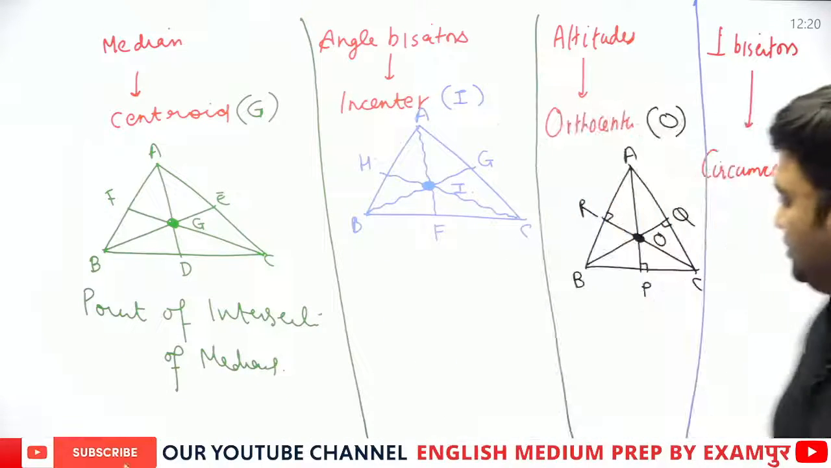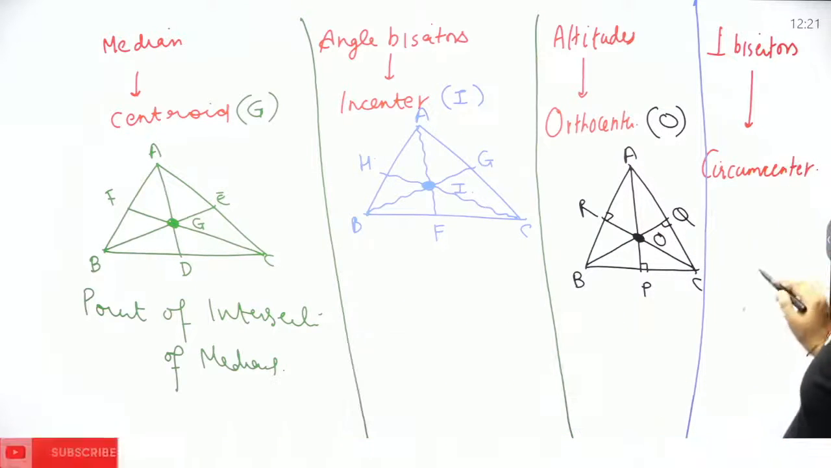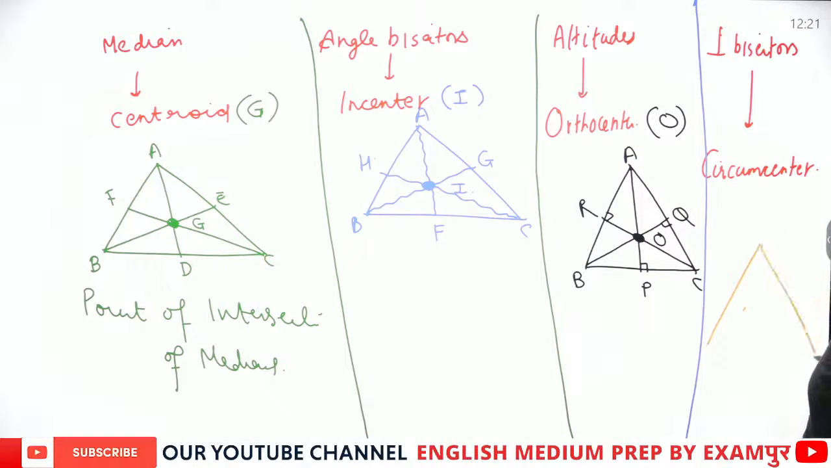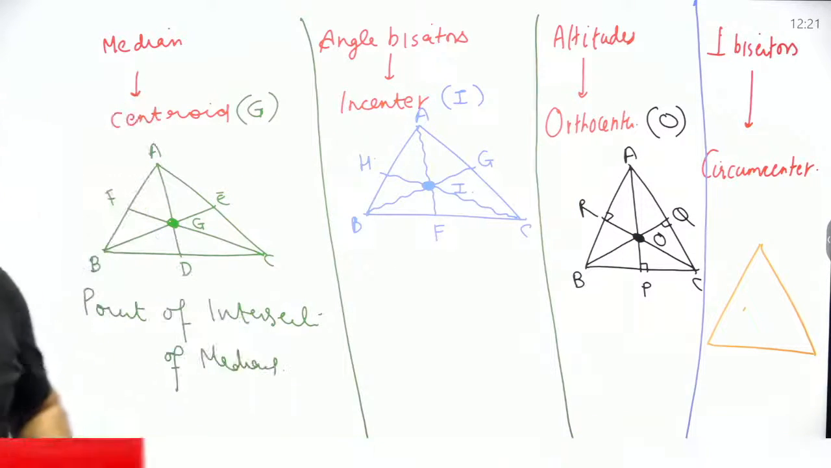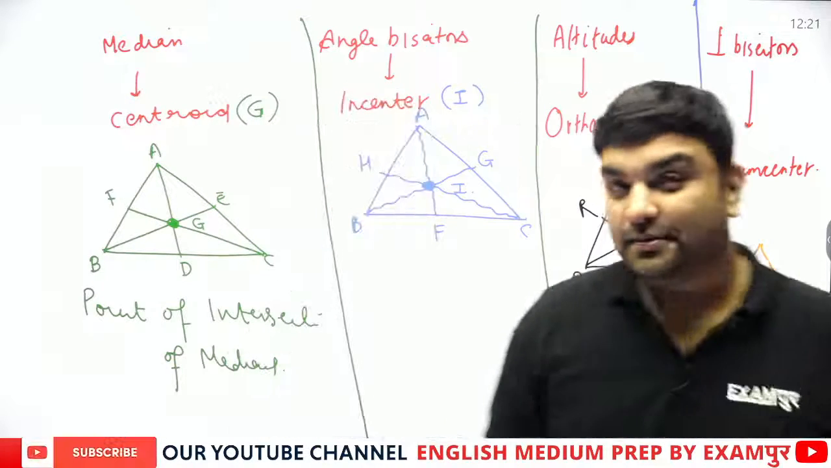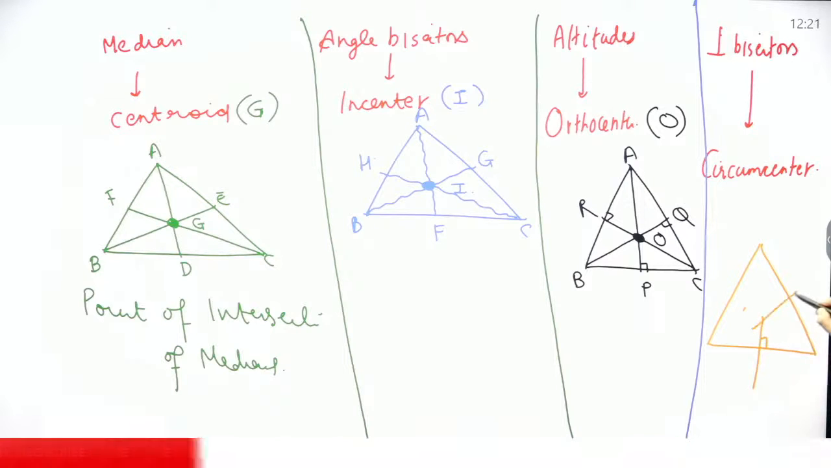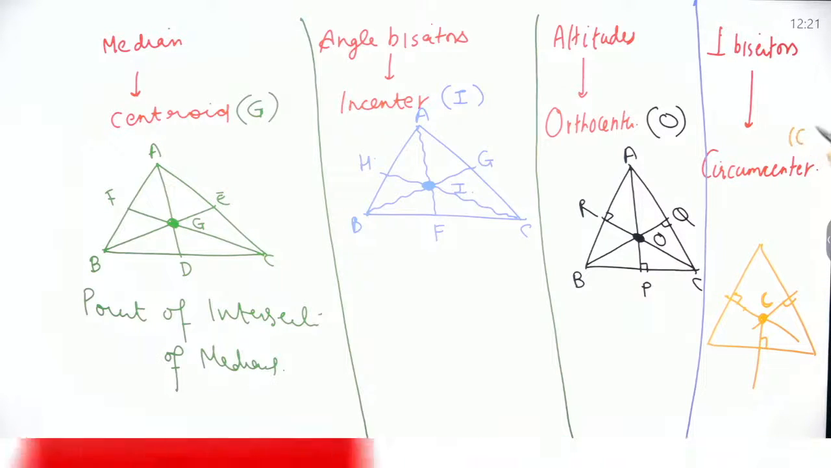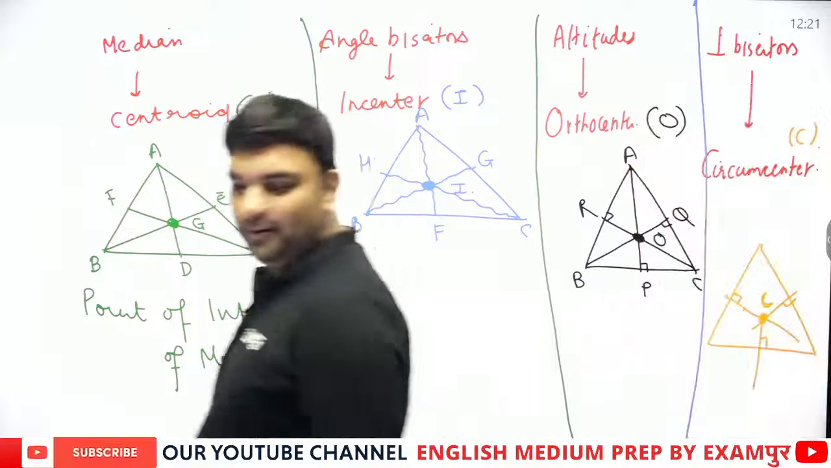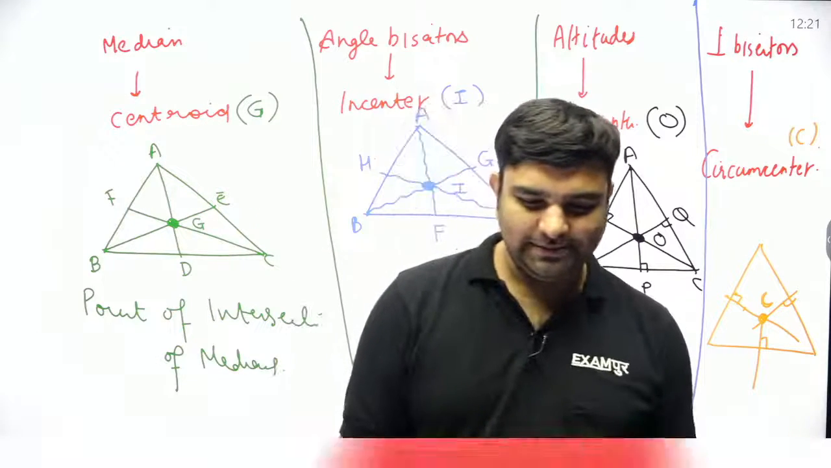And point of intersection of perpendicular bisectors is circumcenter. So draw a perpendicular bisector for this. And this point is being called as circumcenter. See. Just one more last page.